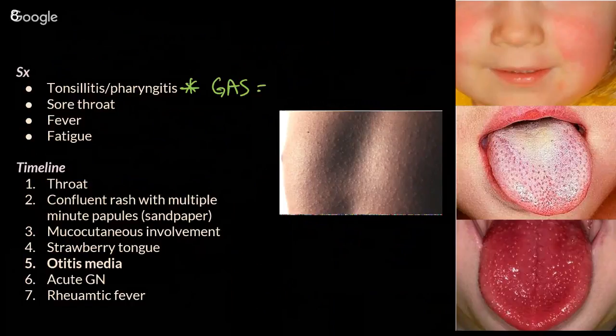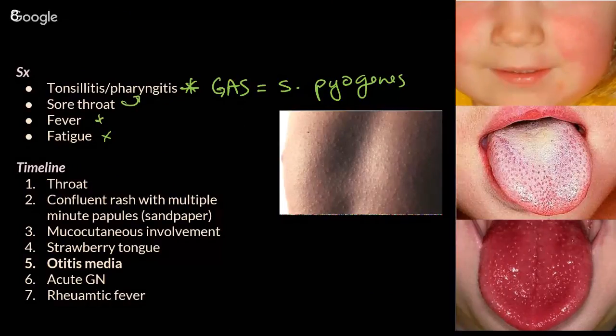GAS, which equals Strep pyogenes. Strep, as we've talked about before, can cause literally everything, and it causes this as well. Sore throat is related to that, along with fever, coryzal symptoms, and fatigue. So you begin with the throat, and then you get this rash.